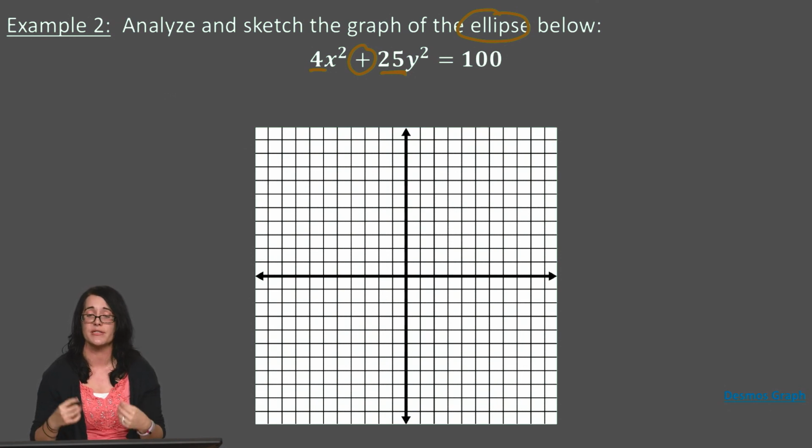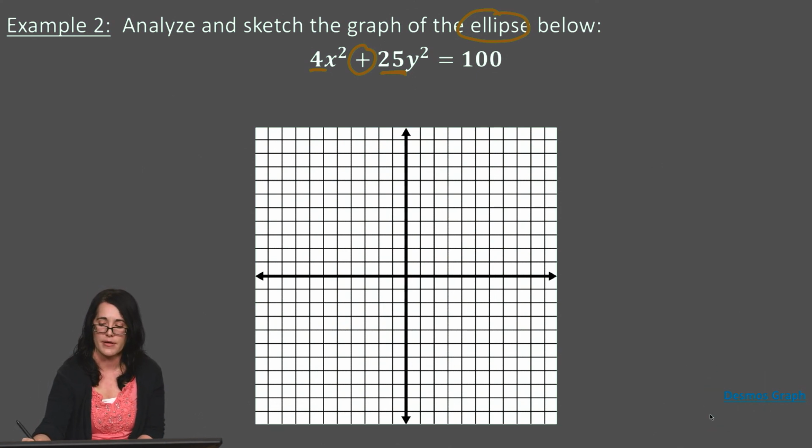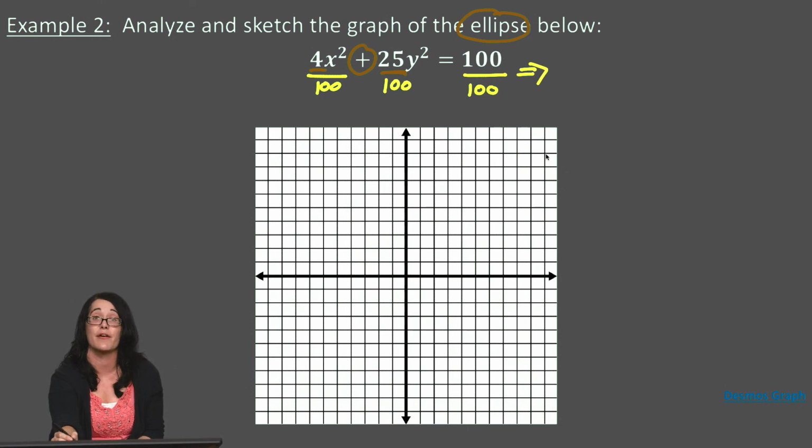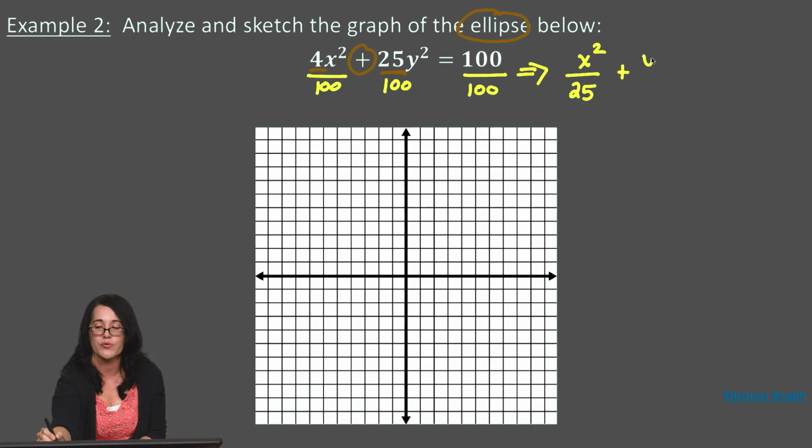What should I do to make it perfectly in standard form? What do I need to do first? That's right, I should divide by whatever this constant is on the other side. So if I divided each of these 3 terms by 100, I would have standard form right away. So the standard form of this ellipse is what? Go ahead and pause the video and do it yourself. Let's see how you did. Did you get x squared over 25 for your first term, plus y squared over 4 as your second term, equaling 1? If so, great job.